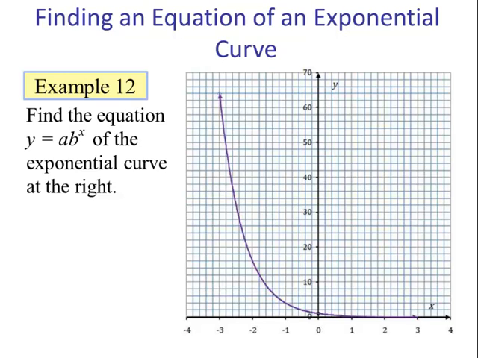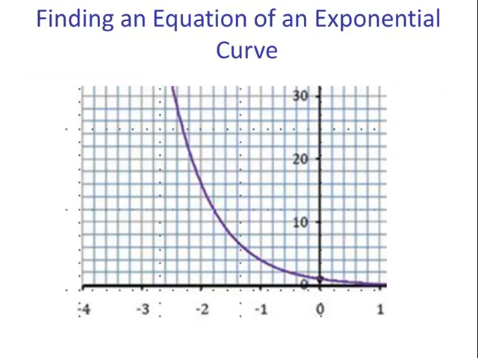Example 12. Find the equation y equals a times b to the x power of the exponential curve at the right. So let's zoom in where we can see some more values. It looks like the y-intercept is 1, it's hard to tell. But if we look carefully for sure, we see when x is negative 1, y is 4. And the reason why it's 4 is because our scale here is 2. Here's 2, 4, 6, 8, 10. So we have 1 point. When x is negative 1, y is 4.